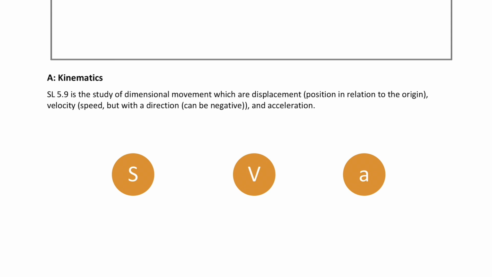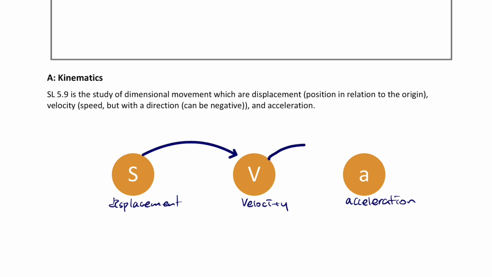The notation S we use for displacement, V for velocity, and A for acceleration. To calculate the velocity from the displacement, we have to differentiate the displacement. To calculate the acceleration from the velocity, we have to differentiate. That means to calculate the acceleration from the displacement, we have to take the second derivative.